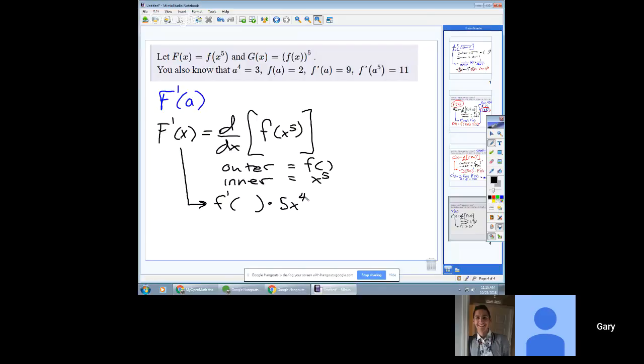What goes back in f prime here? Little f prime? X to the fifth. Yeah, what it started with goes back in. Okay. I get little f prime of x to the fifth times 5x to the fourth. Derivative of the outer function times the derivative of the inner function.